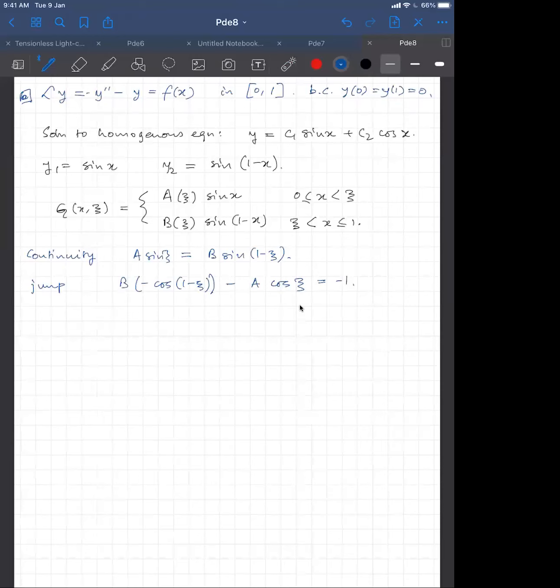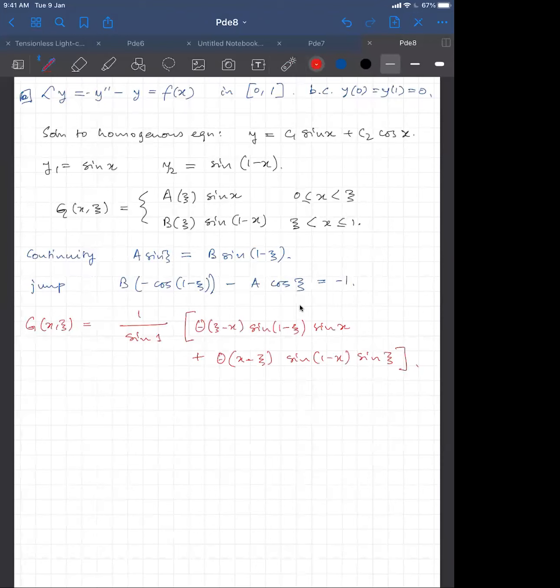Solving these for a and b gives the Green's function as the following. G of x psi, I urge you to do this, is 1 over sine 1 times theta of psi minus x, sine of 1 minus psi sine x, plus theta of x minus psi, sine of 1 minus x sine psi.